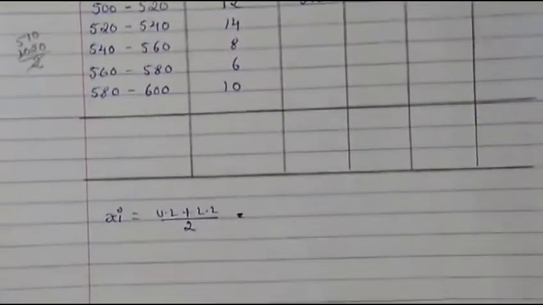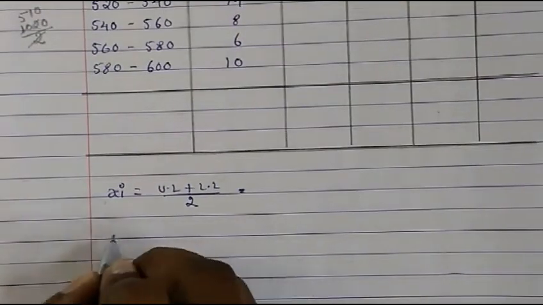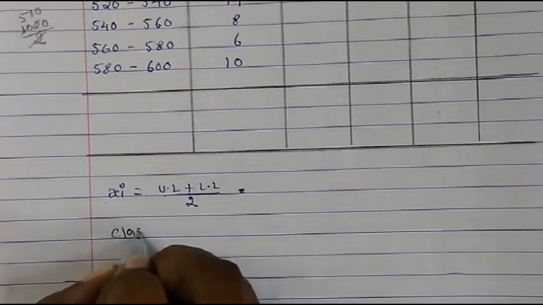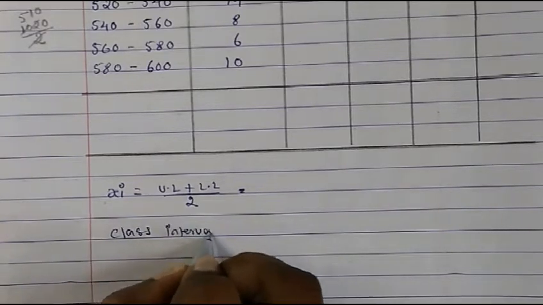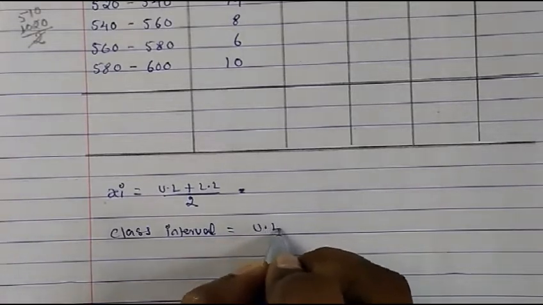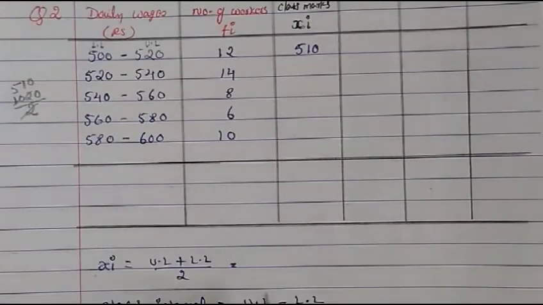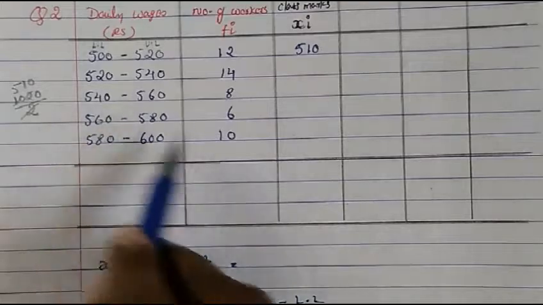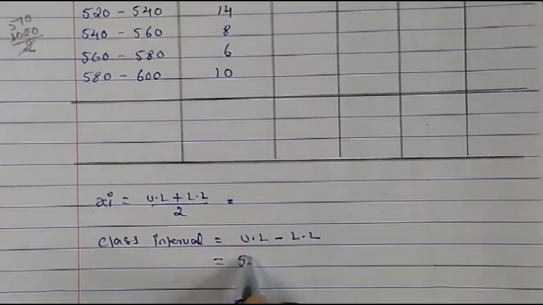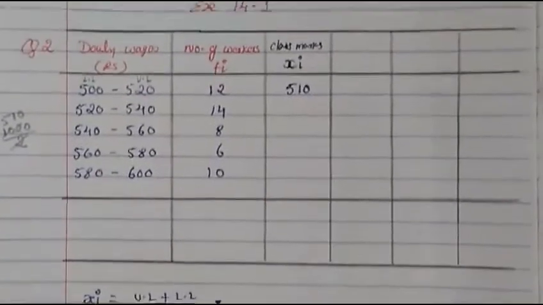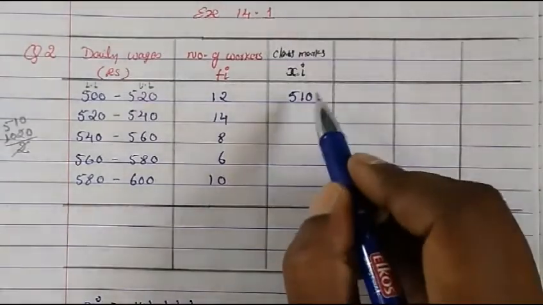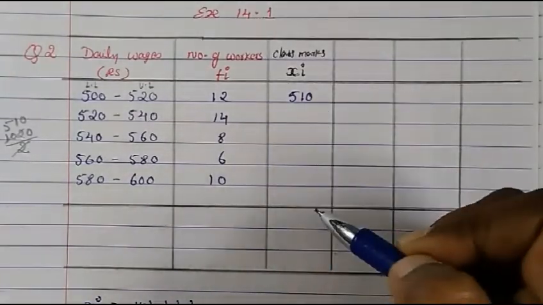Once you write this down, next find the class interval. In the step deviation method we also have to find the class interval. The class interval is upper limit minus lower limit. The upper limit is 520, minus the lower limit 500, so we get 20. This is our class interval. Once you know the class interval, we just add it.